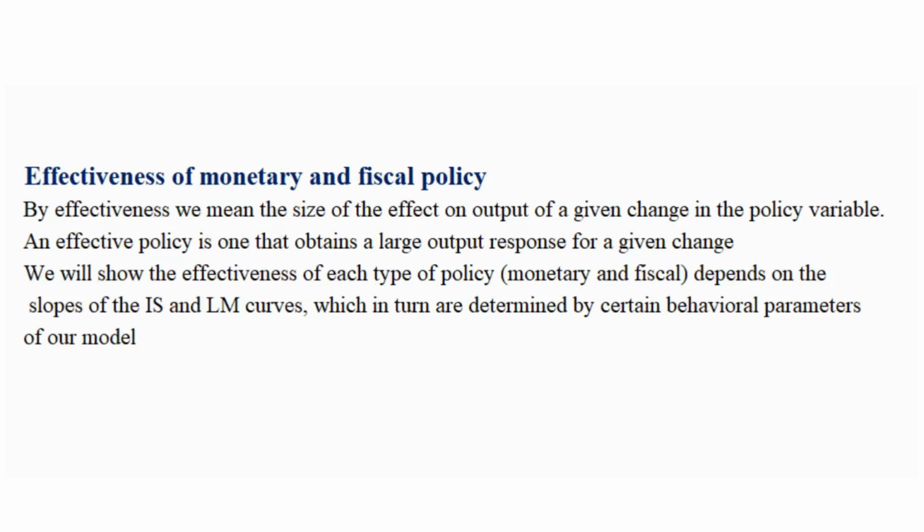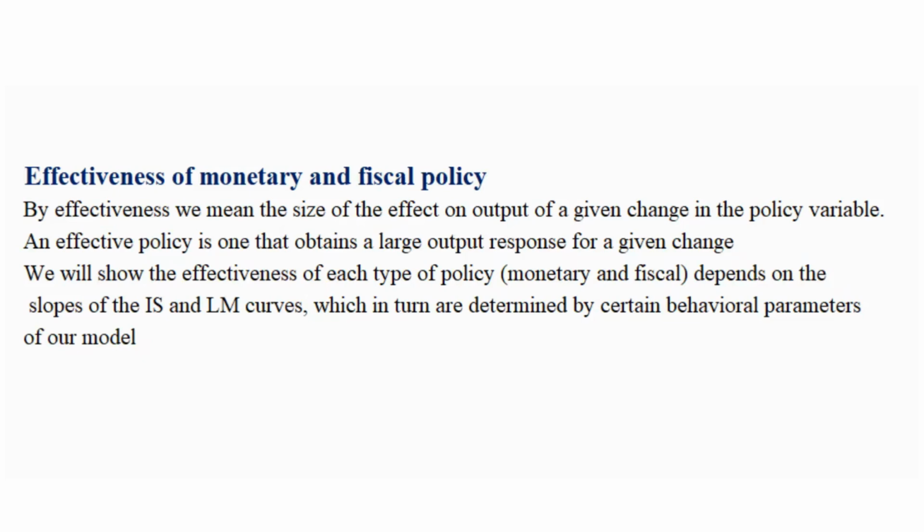We want to look at effectiveness of monetary and fiscal policy in the ISLM model. Now let's first look at what we mean by effectiveness. By effectiveness, we mean the size of the effect on output of a given change in the policy variable. An effective policy is one where you will get a larger output response for a given change in the policy variable. We will now show that the effectiveness of monetary and fiscal policy depends upon the slope of ISLM curves, which in turn are determined by certain behavioral parameters of our model.